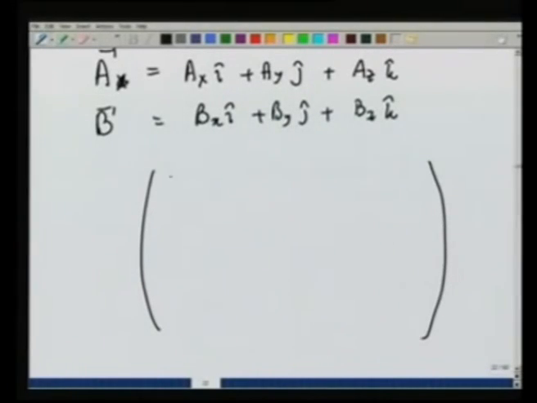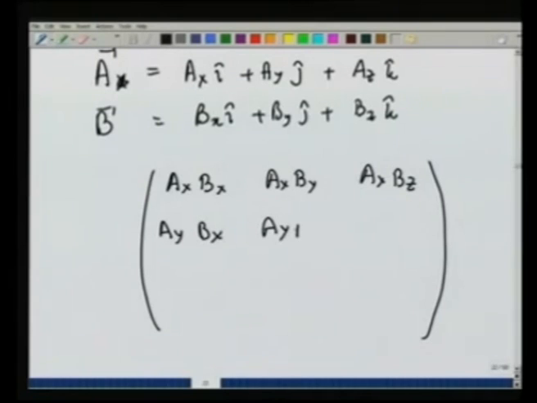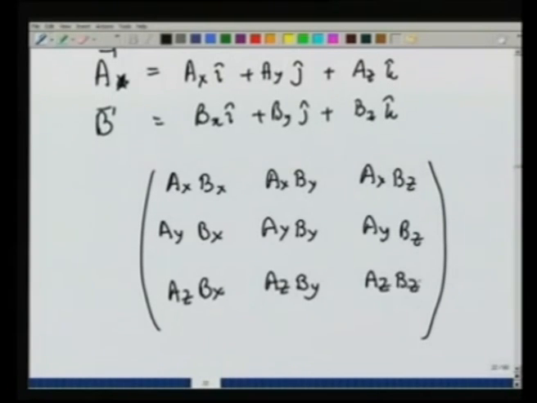All possible combinations of the products are a x times b x, a x times b y, a x times b z, similarly a y times b x, a y times b y, a y times b z, and a z times b x, a z times b y, and a z times b z. These are all possible products of different components of the two vectors, out of which ones do we take? Which ones do we define as vectors and scalars is the next task that we are going to address.